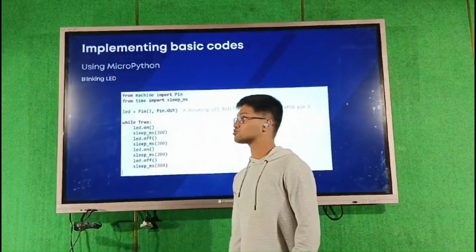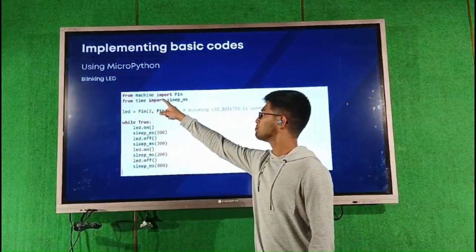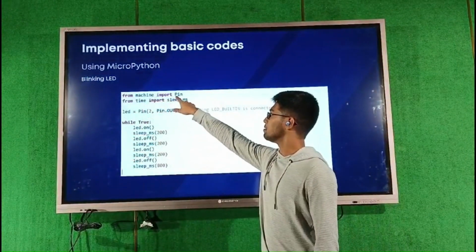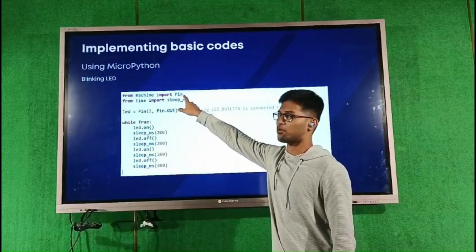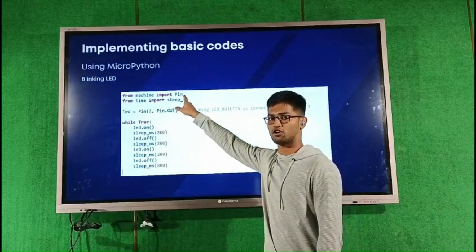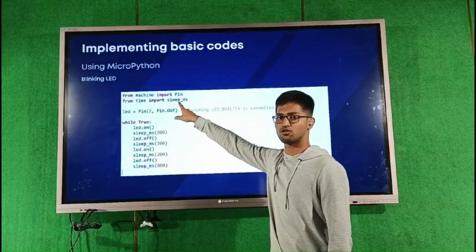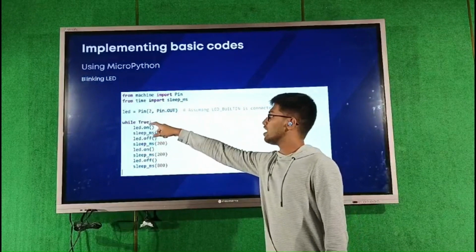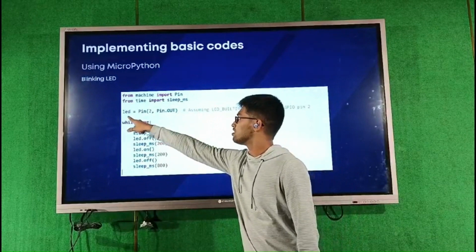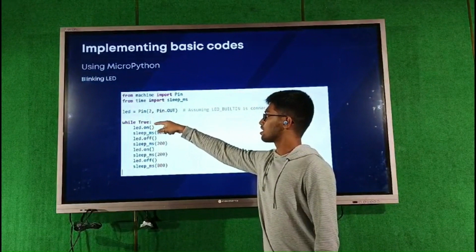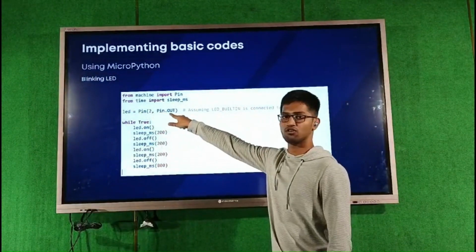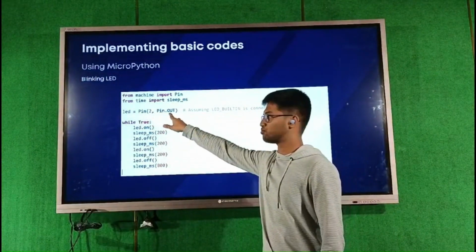Moving forward to the first code, blinking of LED, we first have to import two things: import Pin and import sleep_ms. Pin is for mentioning the pin which has to be connected on the ESP32, and sleep_ms is for adding delay. Here LED is the variable, so led = Pin(2, Pin.OUT). Pin.OUT is for the output state.